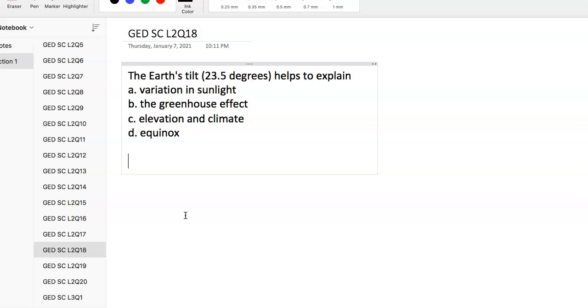Earth's tilt, which is 23.5 degrees, helps to explain variation in sunlight. Because of the tilt of the axis, not all places receive the same amount of sunlight at the same time. Okay, and that's the variation, right?